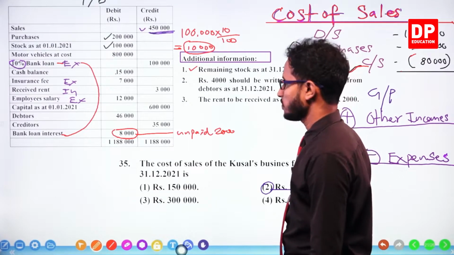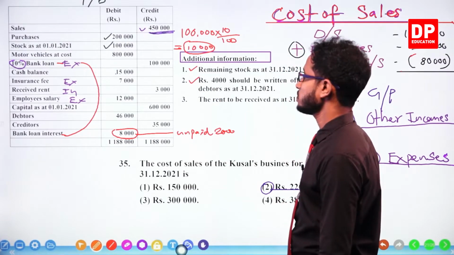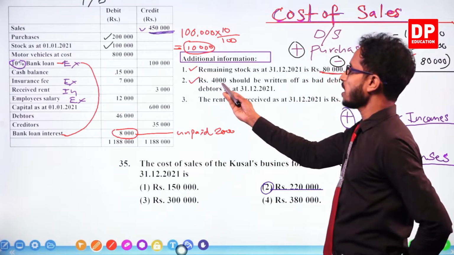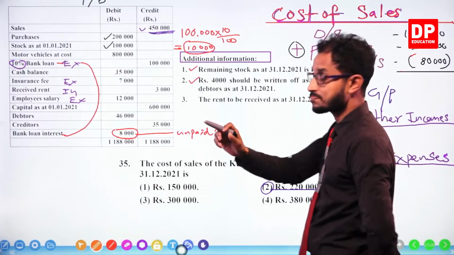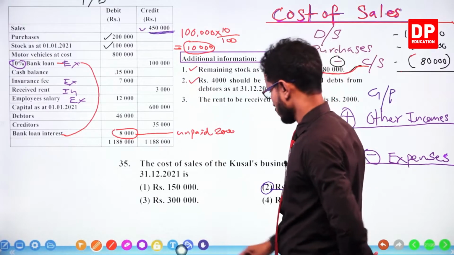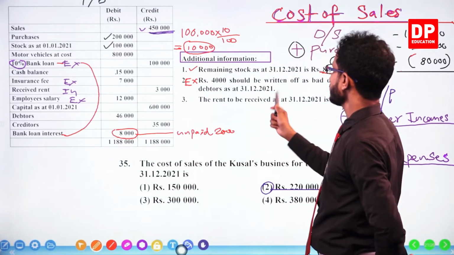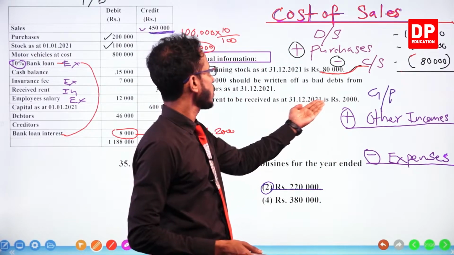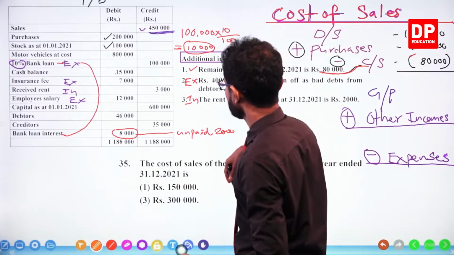Then we have something. That is a bad debt. 4,000 should be written off as bad debts. That is an expense, another expense. It should be mentioned here. Rent to be received, that is income. Income accrued 2,000. Rent to be received 2,000. Accrued income.